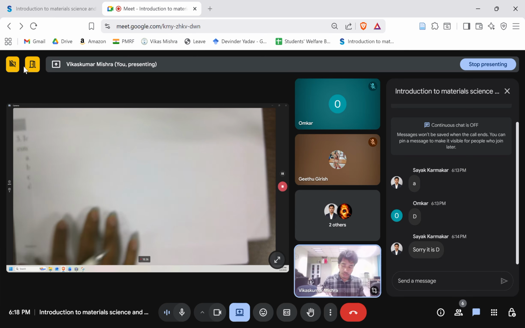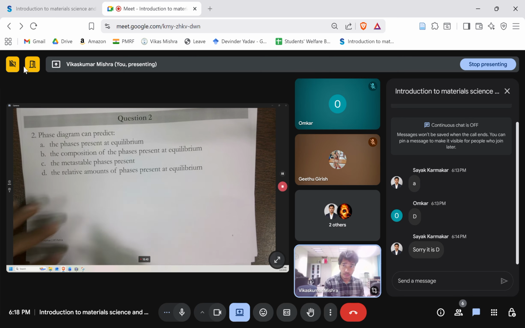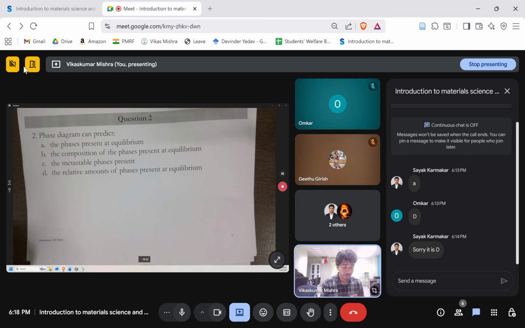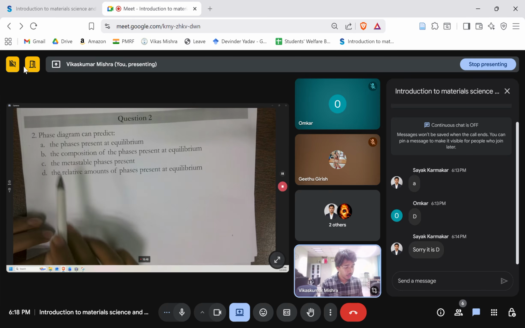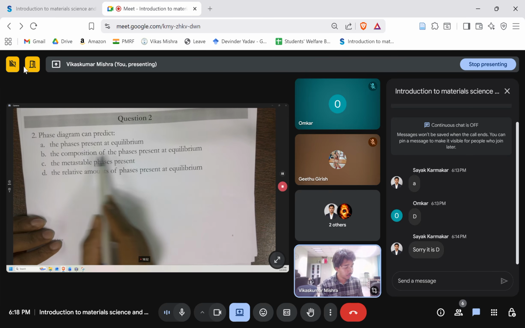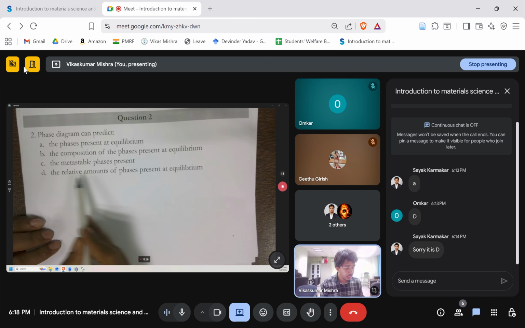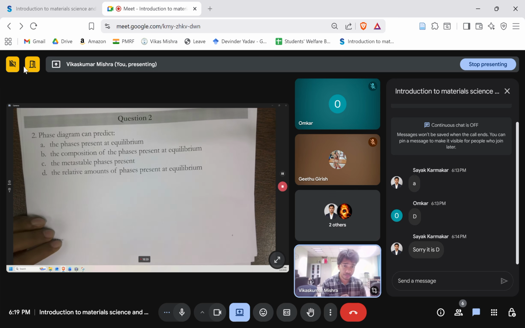Anyone try to answer this question? It's very easy. The phase diagram can predict, just for the sake of simplicity, more than one answer can be right: the phases present at the equilibrium, the composition of the phases present at the equilibrium, whether the metastable phase is present, the relative amount of phases present at the equilibrium.